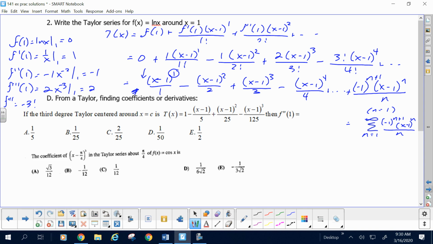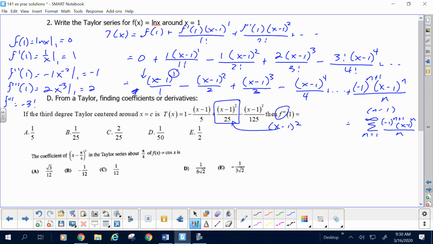Next idea in the outline, from a Taylor series, finding coefficients of derivatives. I talked about this a little in the notes, which you might want to watch. This is a skill you often need to use in multiple choice. So the thought process goes like this. If they want f double prime, then you need to look at x minus 1 squared.